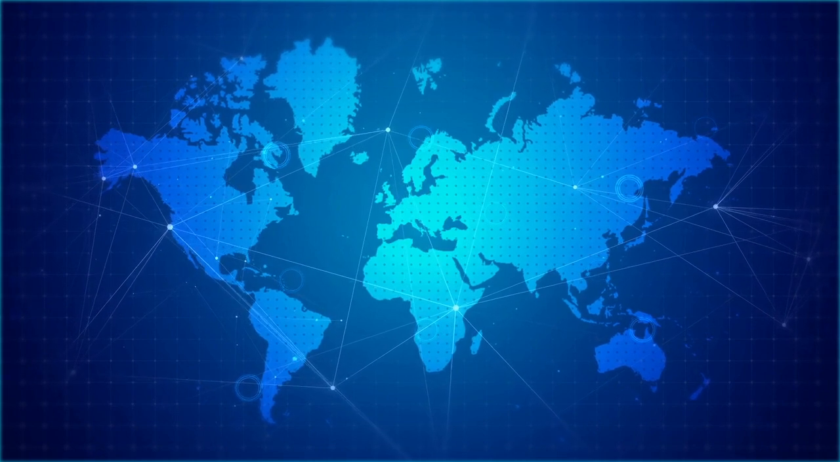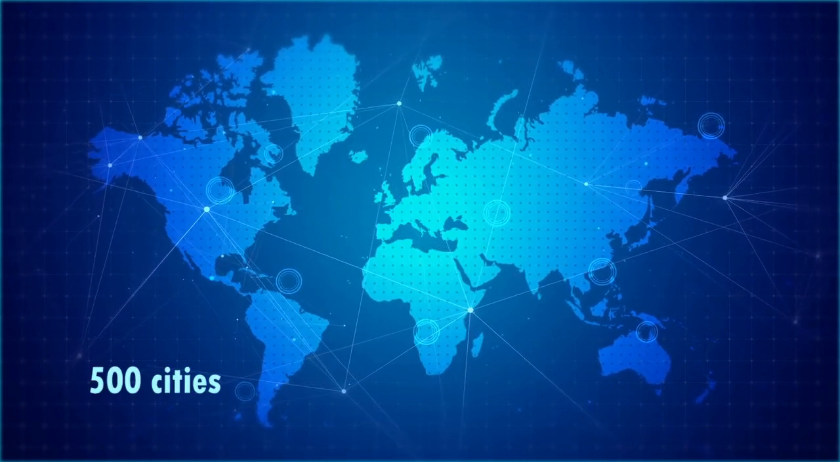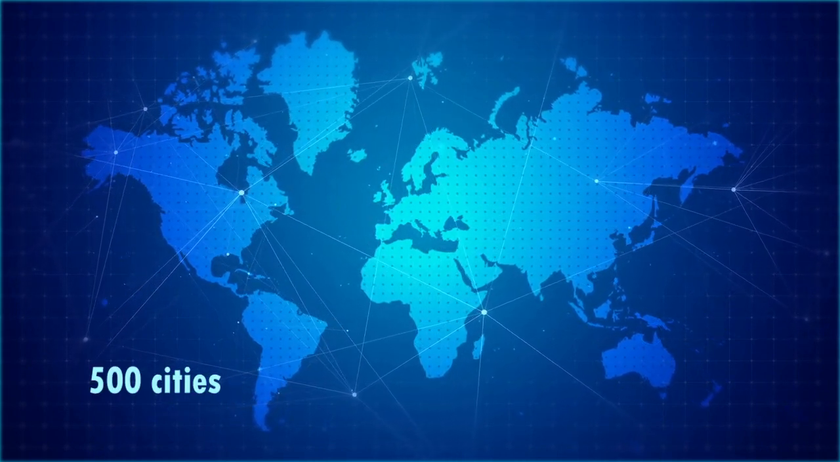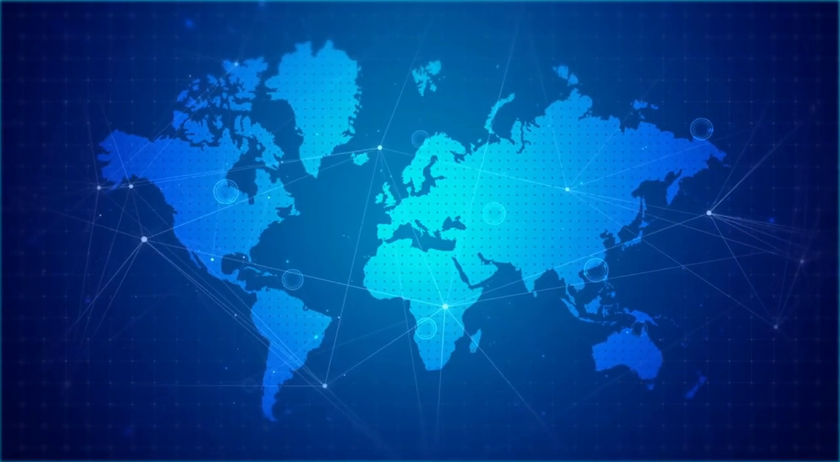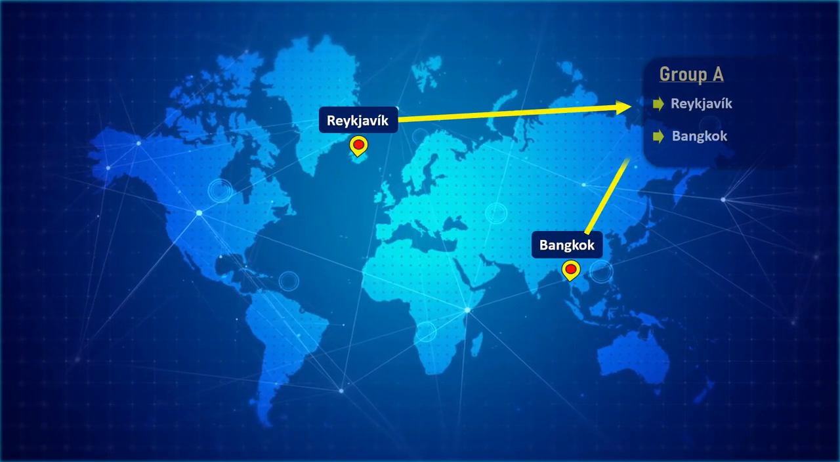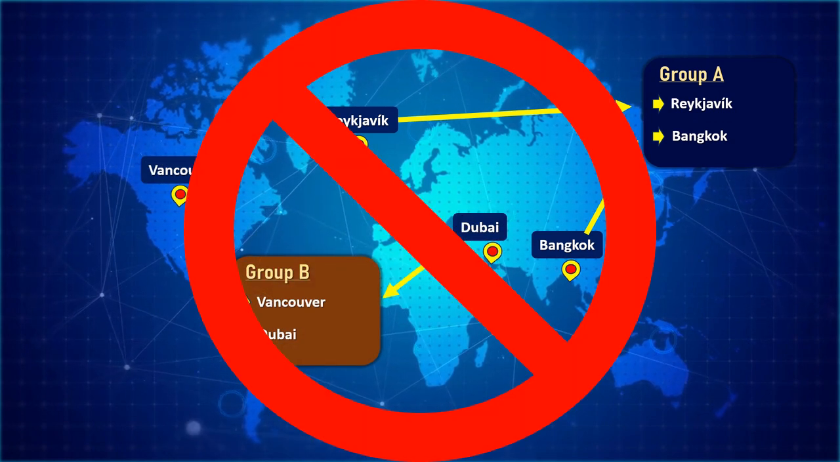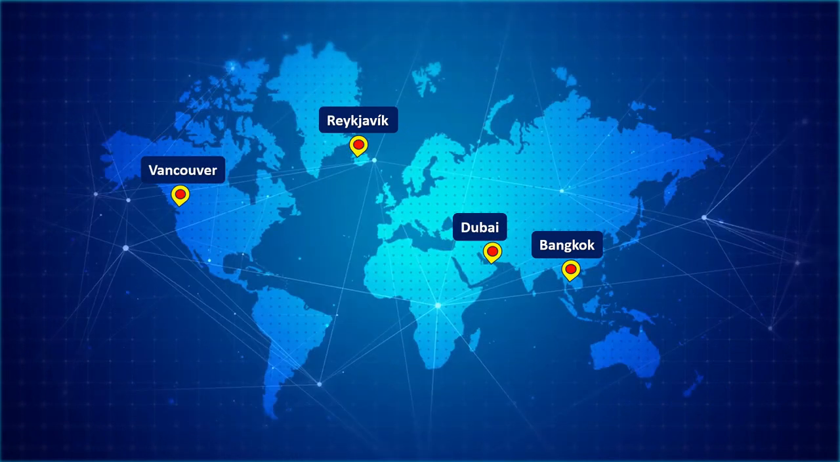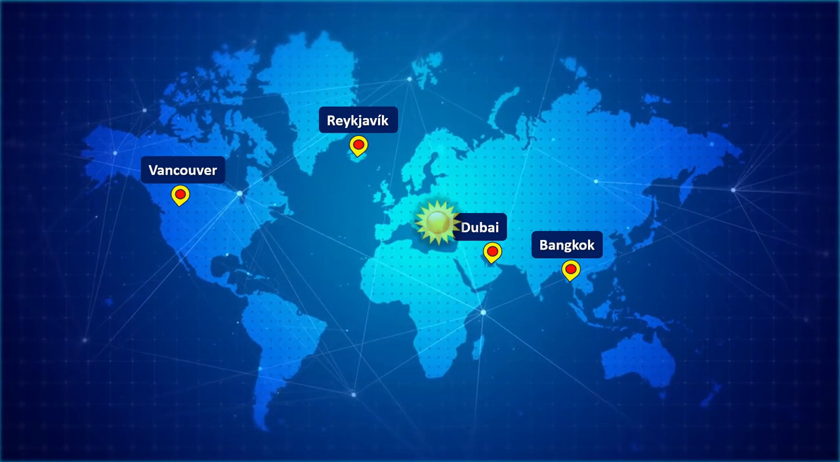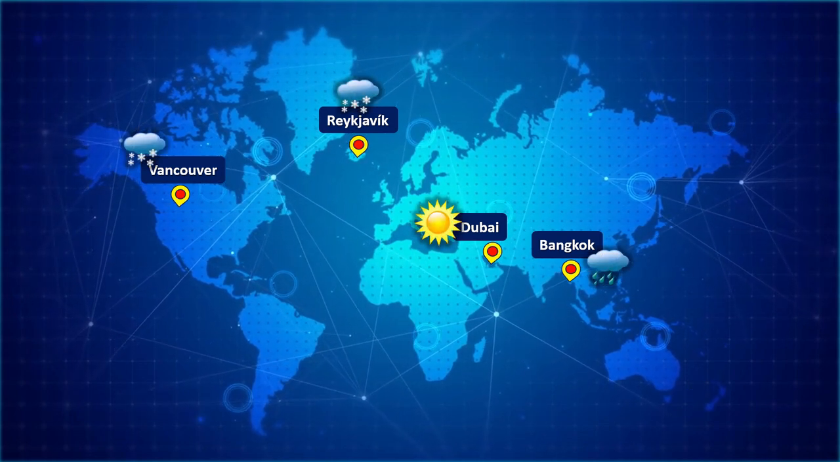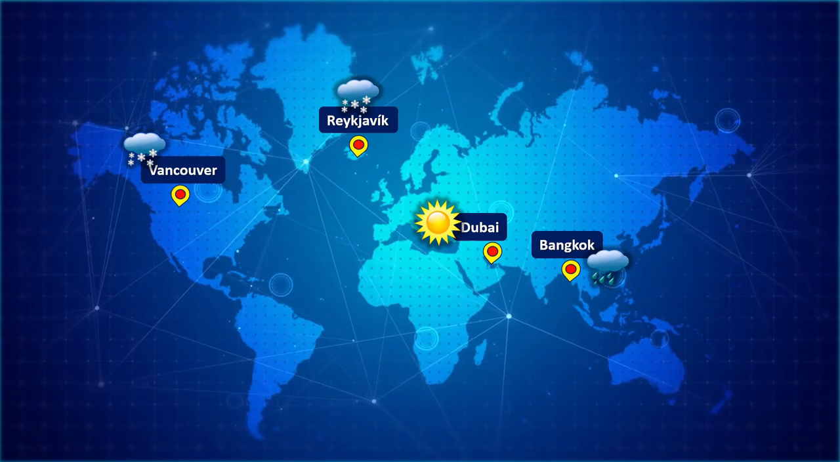Imagine you're handed a dataset of 500 cities worldwide, and asked to classify them based on their climates. Would you group Reykjavik and Bangkok together? Or Vancouver and Dubai? Clearly not. These cities experience vastly different atmospheric regimes, ranging from subarctic to tropical monsoon to hot desert.